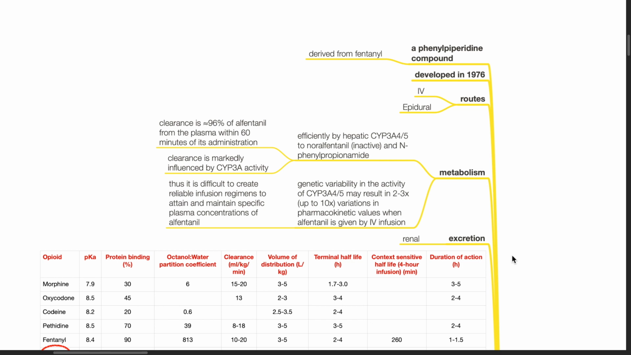Clearance is markedly influenced by CYP3A activity. Genetic variability in the activity of CYP3A4 or 5 may result in 2 to 3 times, up to 10 times, variations in pharmacokinetic values when alfentanil is given by IV infusion. Thus, it is difficult to create reliable infusion regimens to attain and maintain specific plasma concentrations of alfentanil.